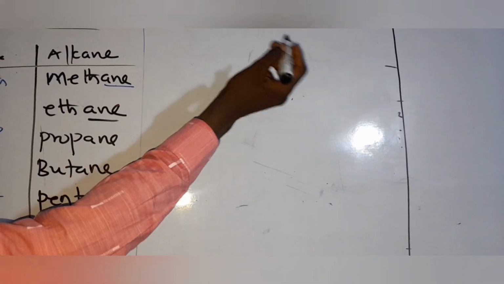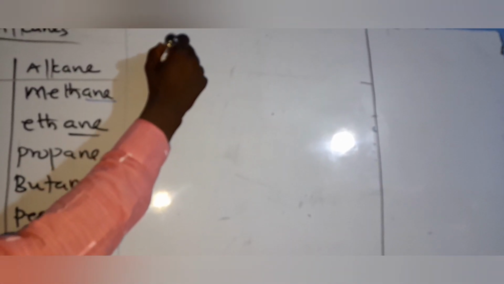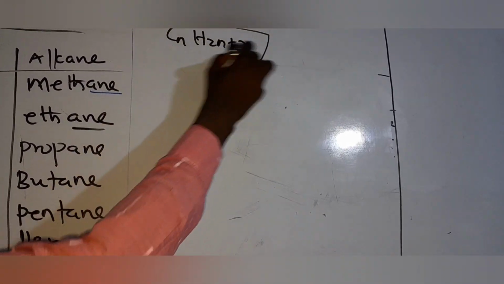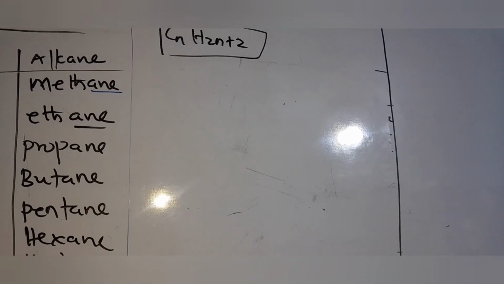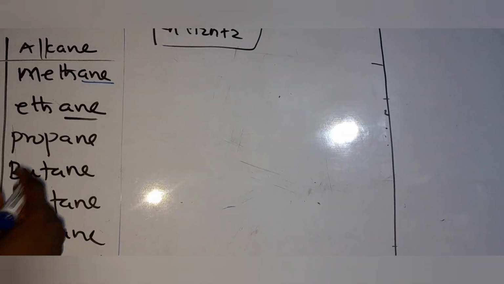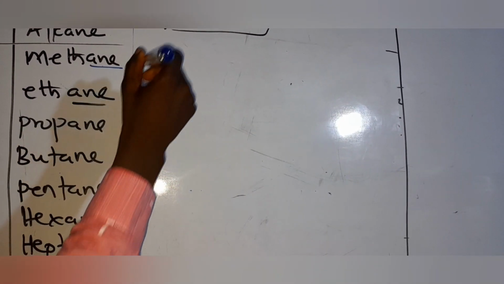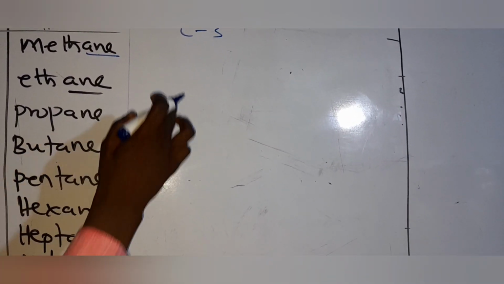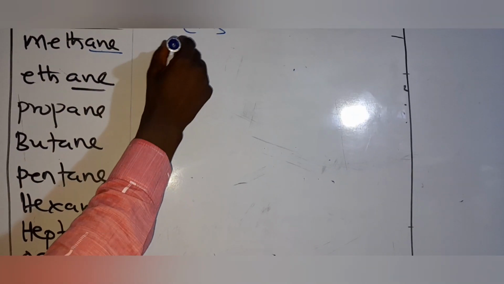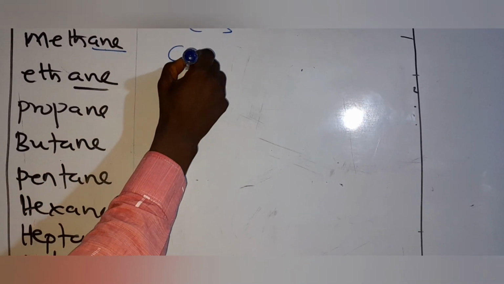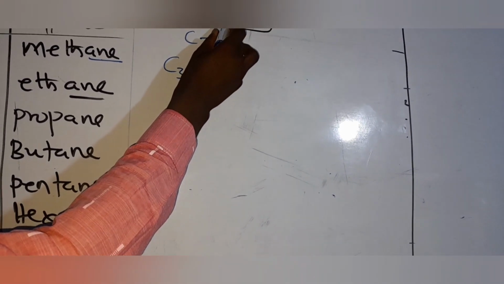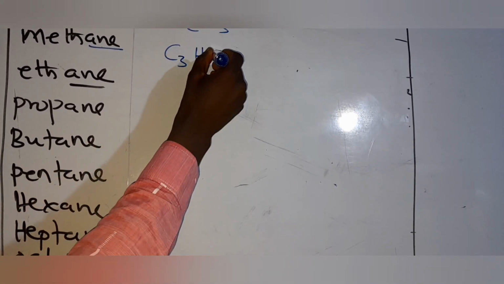So let's quickly move on to what I was trying to say. For alkanes, the formula is CnH2n+2. That's the formula for alkanes. Now if the carbon is 3, what will be the formula for that particular one? We put 3 in place of the n. So we have C3, and the H: 2 times 3 gives 6, 6 plus 2 gives 8.